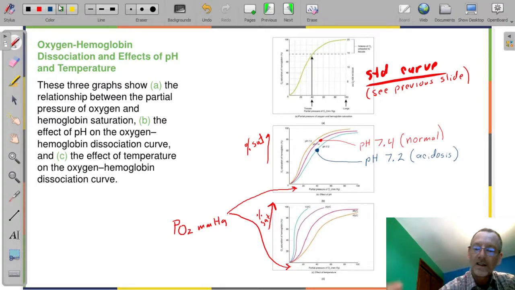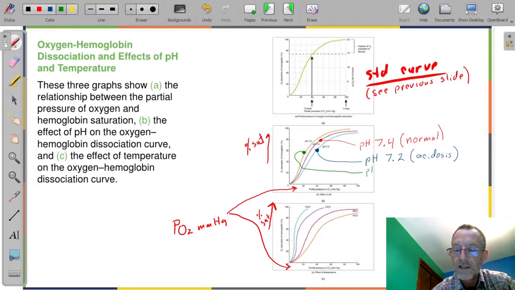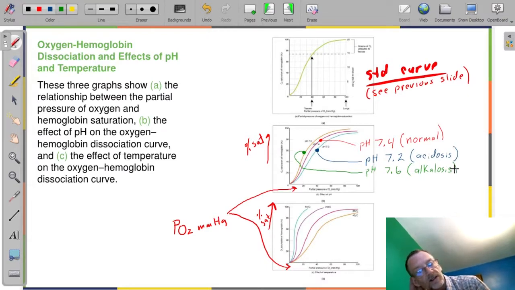The other line at the top, the gold line, put a little green dot, that line is pH 7.6. So here it's alkaline, it's basic, so this would be alkalosis. Okay, all right, so how do you interpret this?